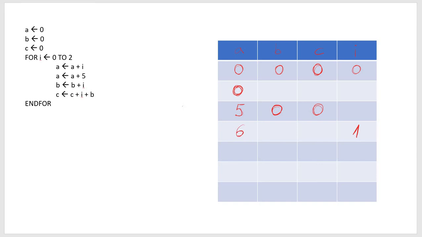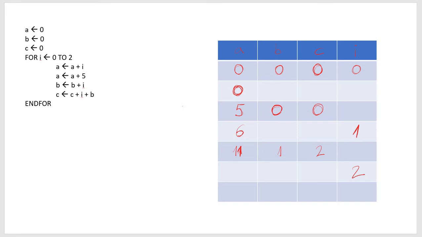Then we have A plus 5. So we have 6 plus 5, which is going to give us 11. Then we have B plus I. B is currently 0. I is currently 1. So B is 1 like that. Then we have C is being assigned to C plus I plus B. That's basically 0 plus 1 plus 1, which is going to give us 2 like that. We iterate the for loop again. I becomes 2 like that.